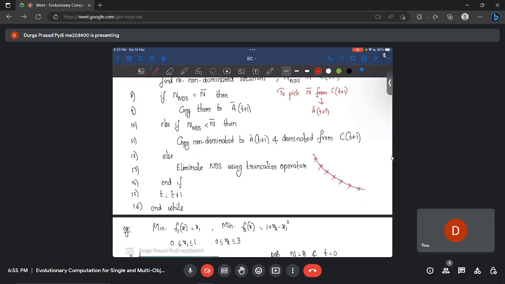And we take the best one? No, they are non-dominated in the sense that you do not know which one of them is best. Say I have 7 solutions, so my NNDS is basically 7, but my n bar is only 4. Which one of these 7? You need to select 4. Which 4 will you choose that will actually give you better results?